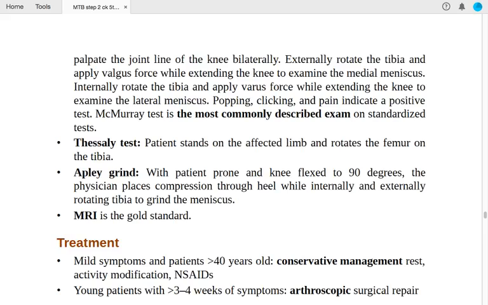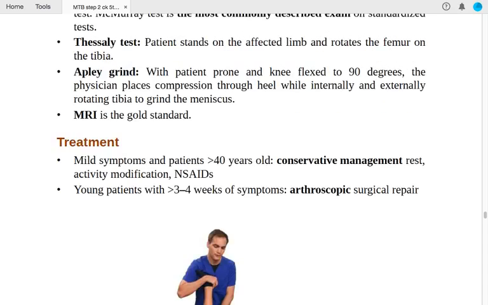Then we are coming towards the Apley grind. We'll see the video of this Apley grind, with the patient prone and the knee flexed to 90 degrees. The physician places compression through the heel while internally and externally rotating the tibia to grind the meniscus. MRI will be the gold standard. We should go for MRI, the gold standard. But in the case of Apley grind testing, I'll show you the video. It will be much simpler for you then. But remember, in the Apley grind, with the patient prone and the knee flexed to 90 degrees, the physician places compression through the heel by internally and externally rotating the tibia to grind the meniscus.